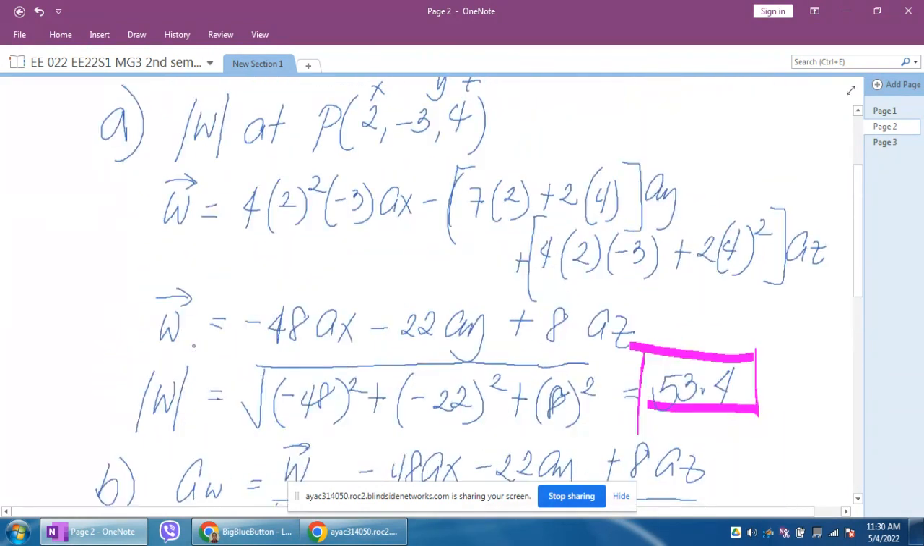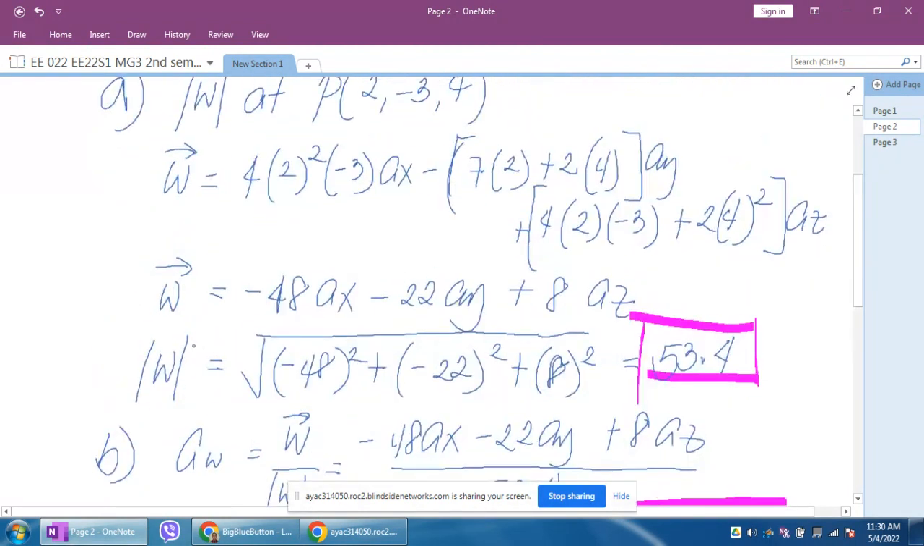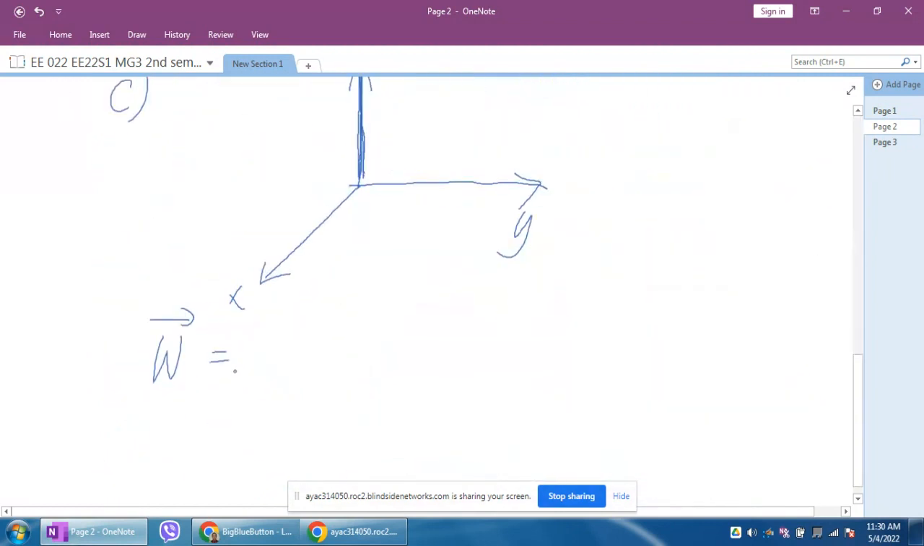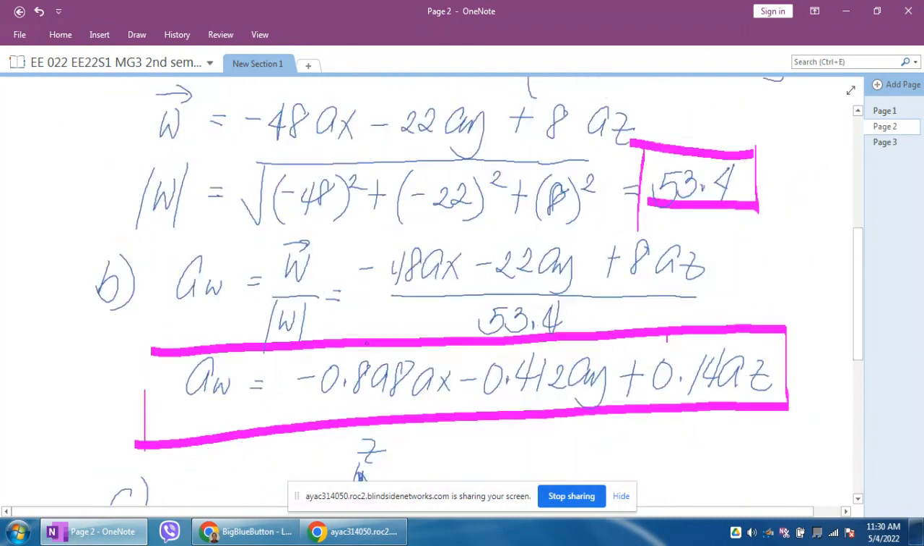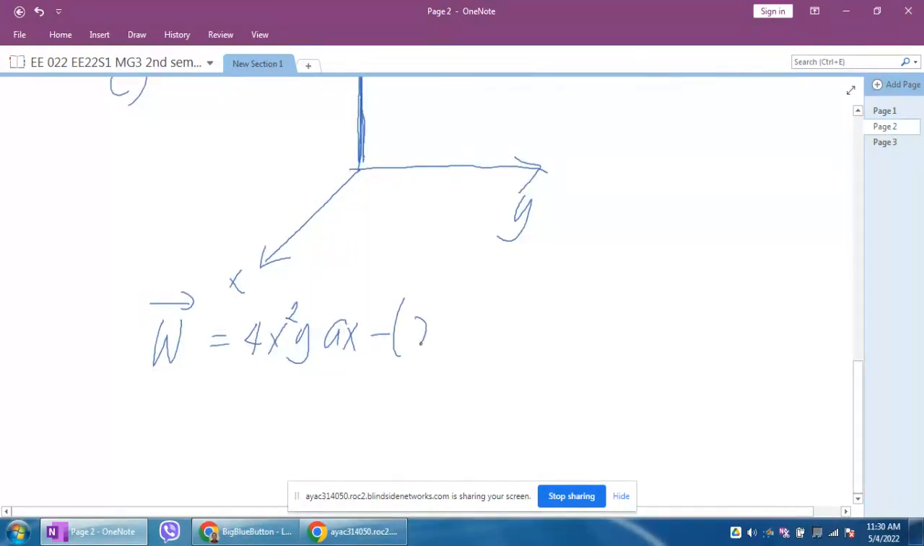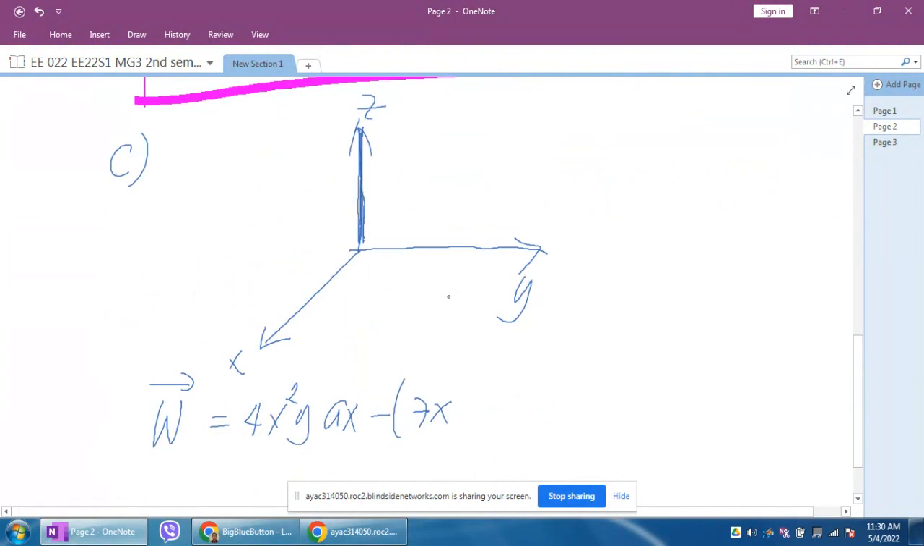Vector field ko is 4x squared y, ax minus quantity 7x plus 2z ay plus 4x y.